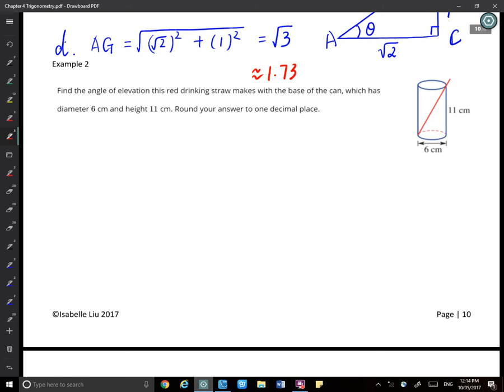Let's treat this cylinder can as being on a horizontal level. The base is horizontal. I want to know the angle of elevation of this red straw, so I want to see the angle it makes with the horizontal. So let's pass the diameter. Let's say the center is here and draw a diameter here.